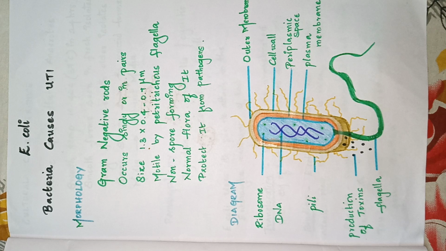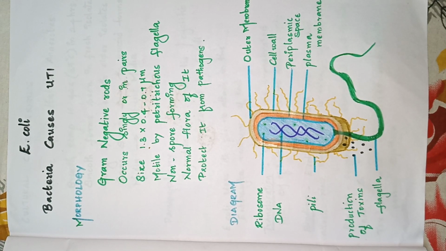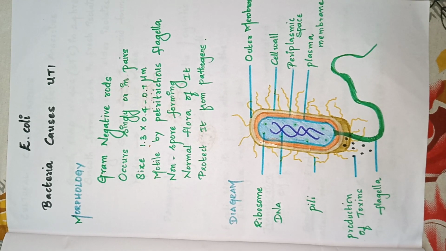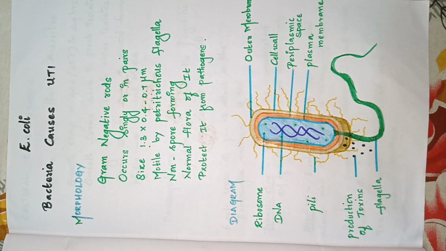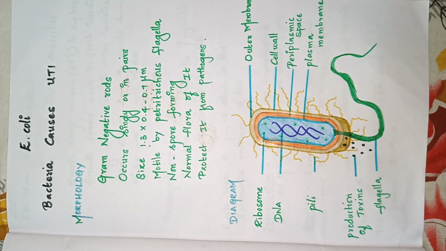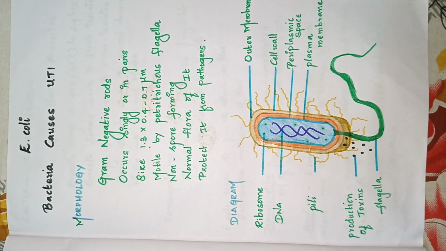In this video we'll be seeing about E. coli. E. coli is a type of bacteria which causes UTI, that is urinary tract infection. We'll be seeing about the morphology and its diagram, pathogenicity and its cultural characteristics, diagnosis and treatment of E. coli in this video. So let's get into the video.